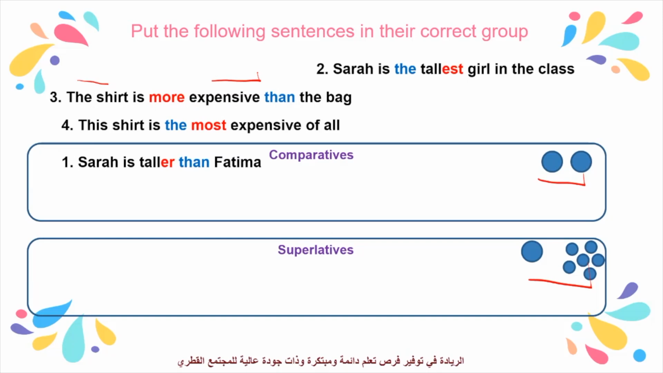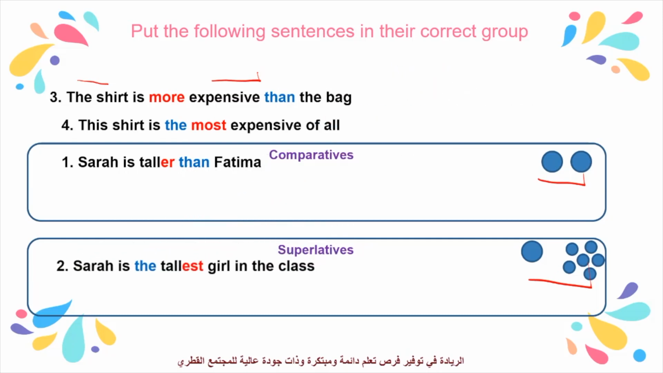So this is a comparative. Number 2. Sarah is the tallest girl in the class. We're comparing between Sarah and all the girls in her class. Excellent. This is a superlative.